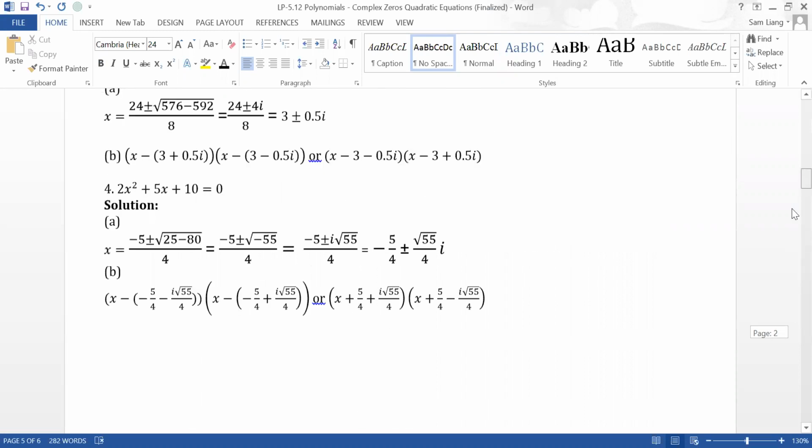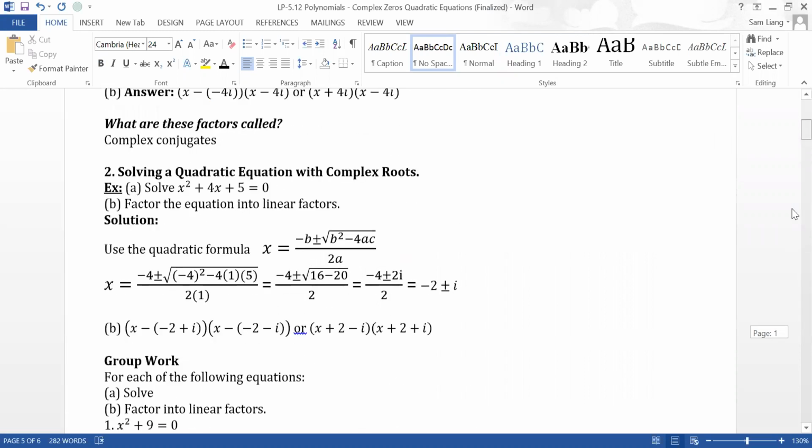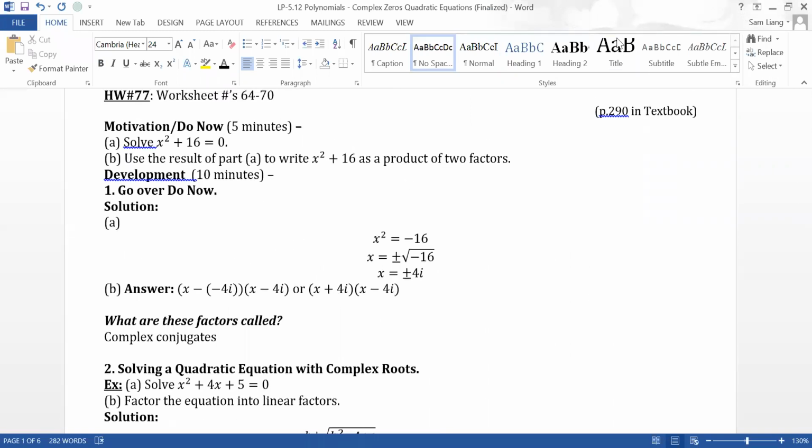And I see a couple people typed in the chat. Yeah, the answer is plus minus 4i. Right, very nice. Okay, so if you didn't get that, here's the solution. You just subtract 16 from both sides, you get x squared equals negative 16.